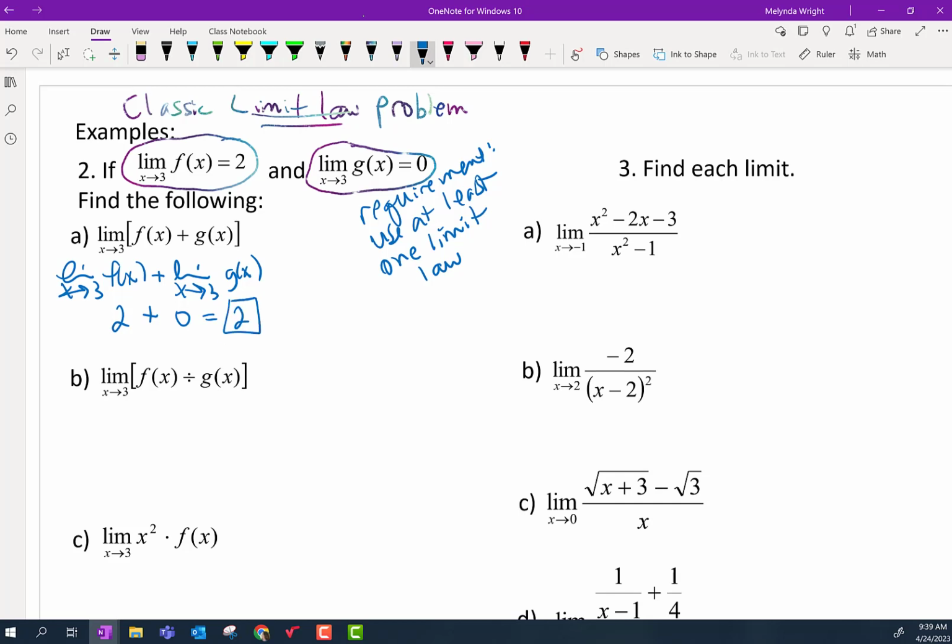And that's the amount of work you're expected to show. You're expected to show the limit law, and then you're expected to plug in from any information that you have been given or information that you can determine.